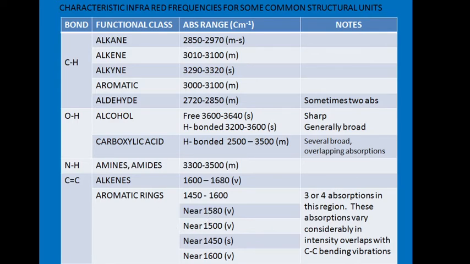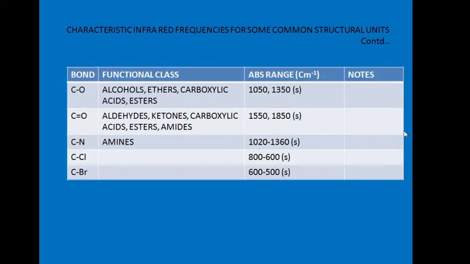So in this slide, you can check CH, OH, NH, and C double bond C. How about CO? We find the CO group in alcohols, ethers, carboxylic acids, and esters. And this is seen in 1050 to 1350. This is sharp. S means sharp.